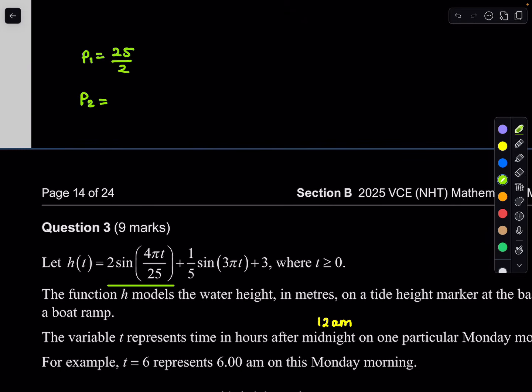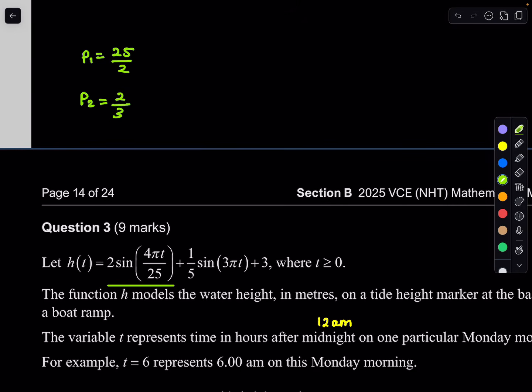Period 2, the same thing. So it'll be again 2 pi over 3 pi basically. The other one is basically just 2 over 3. Do you see how we found the period for both of them? And to find the overall period, you just need to find what we call the lowest common multiple of these two values, and that's going to give you your period.